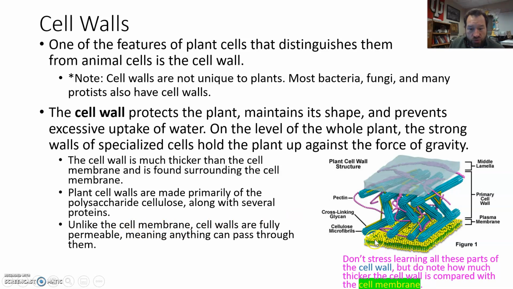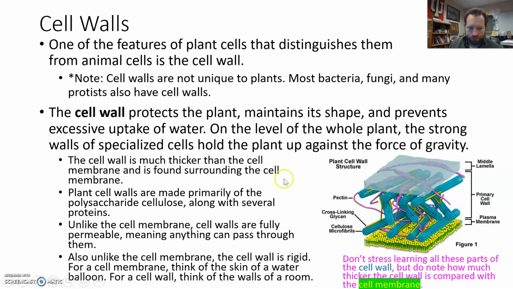So again, plants do still have a cell membrane, but unlike the cell membrane, the cell wall is fully permeable, which means anything can pass through it. So here's the cell wall. You can kind of see all these big gaps in the cell wall. It's not going to stop anything from passing right through it. That's the cell membrane's job. Remember, large and charged molecules can't pass through the phospholipid bilayer. And that's the job of the membrane, not the job of the cell wall.